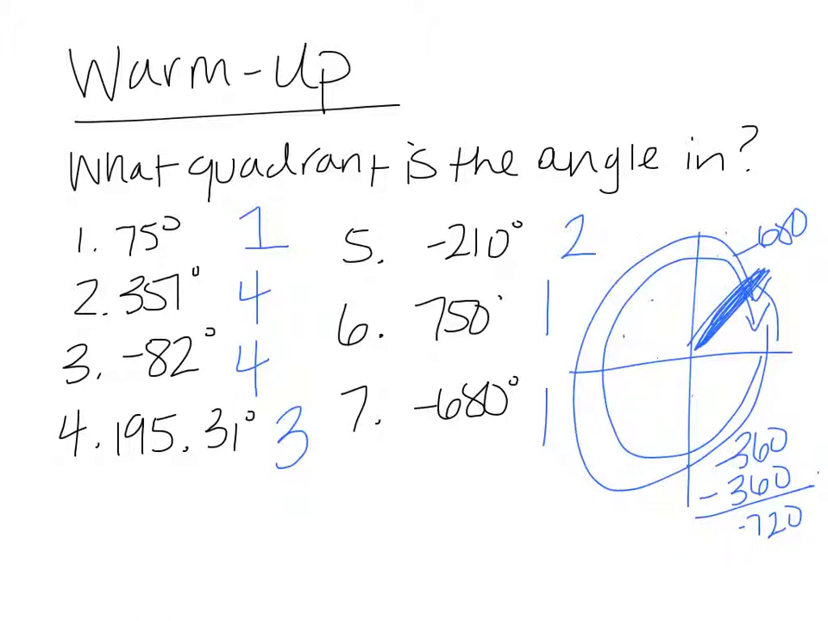Okay. Before we start the new stuff for today, let's talk about what we did Friday. We discussed our quadrants on Friday. We discussed angles being in standard position. Now, if an angle's in standard position, where is the initial side? On the positive x-axis. Remember?